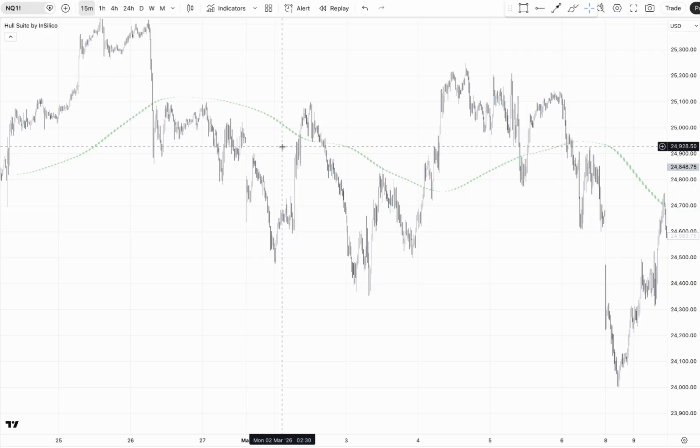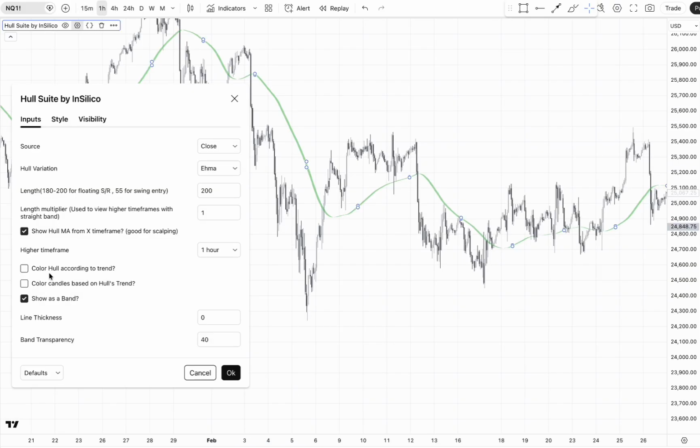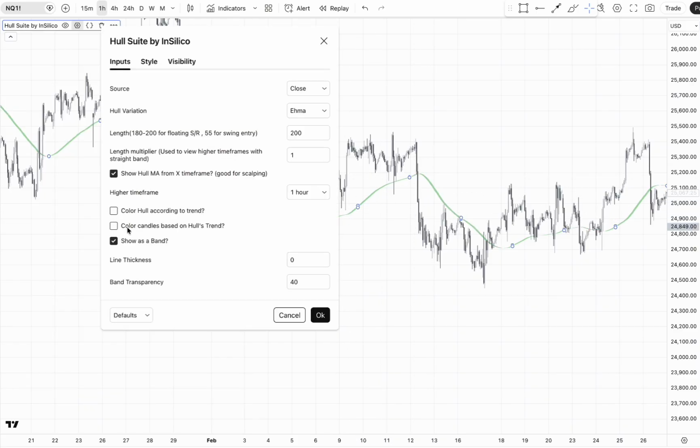the hourly time frame. And then additional settings include, you can color it according to the trend. So if I click on that, whenever we are in a downtrend, it will paint it red, and whenever we are in an uptrend, in my case it would paint it green. You can also choose to color the candles based on the Hull's trend if you want to, and you can also choose to show it as a band, which I personally keep on.